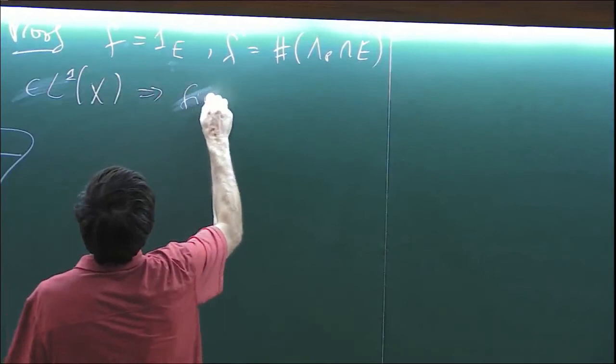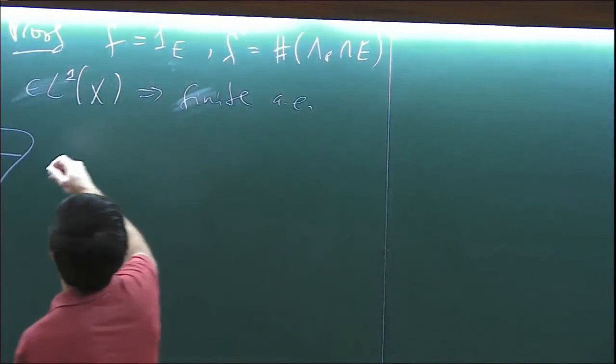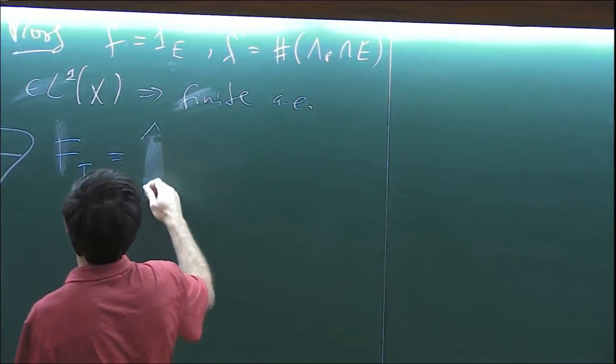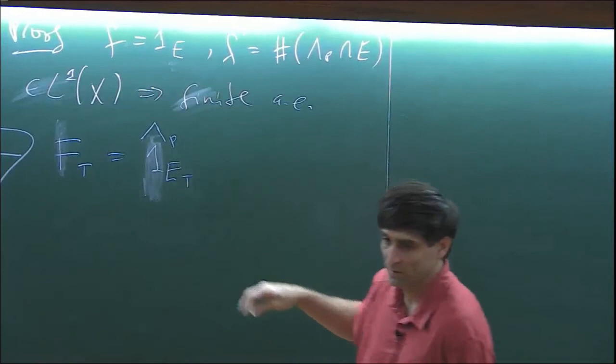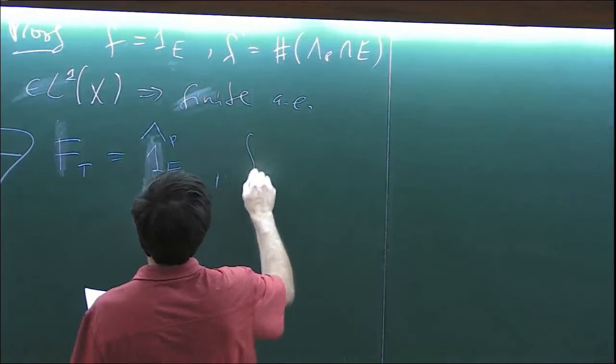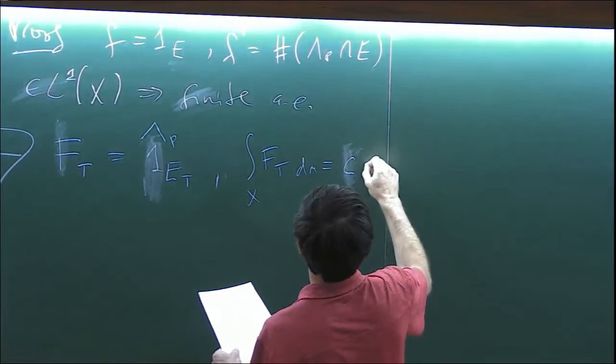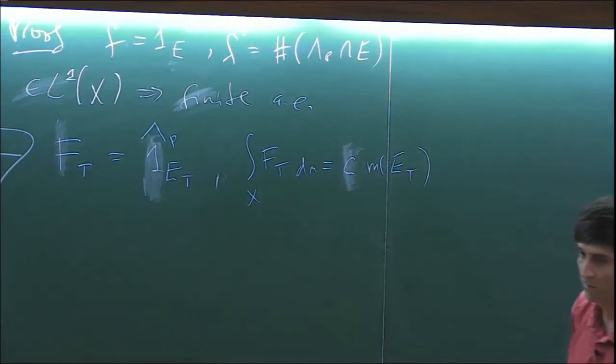Now for the second part, you look at, so let me define F, big capital F sub T, to be the Siegel transform of the characteristic function of E sub T. Okay. So then from the Siegel type formula, it follows that the integral of f sub t is equal to c times the measure of E sub T. Right? So this is still Siegel type.